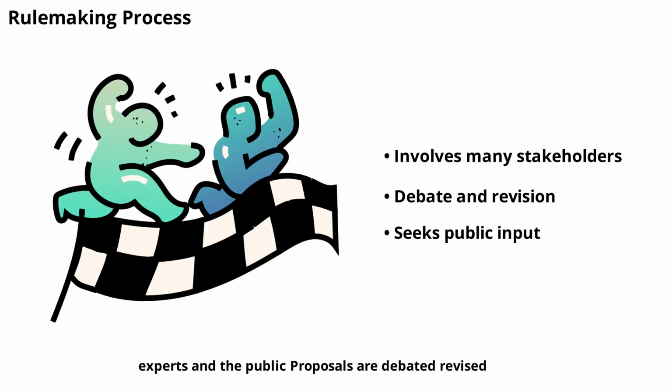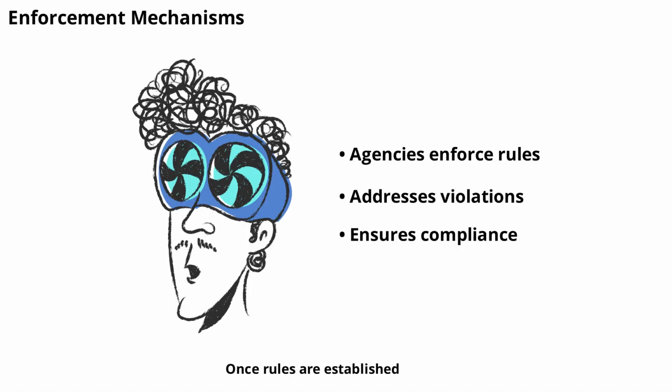Proposals are debated, revised, and sometimes tested before becoming law. This process ensures that rules are carefully considered and reflect the needs of society. Public input is often sought to make sure regulations are fair and effective. Once rules are established, governments must enforce them to be effective.